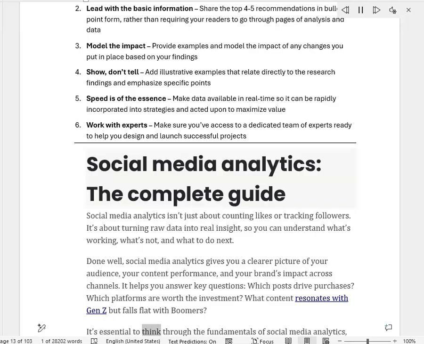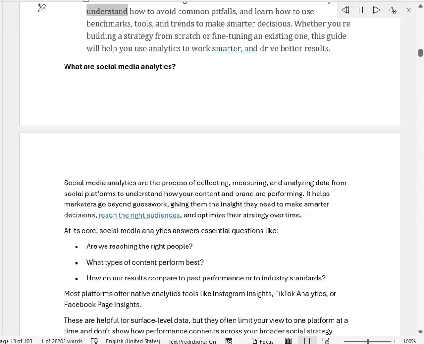It's essential to think through the fundamentals of social media analytics, understand how to avoid common pitfalls, and learn how to use benchmarks, tools, and trends to make smarter decisions. Whether you're building a strategy from scratch or fine-tuning an existing one, this guide will help you use analytics to work smarter and drive better results.